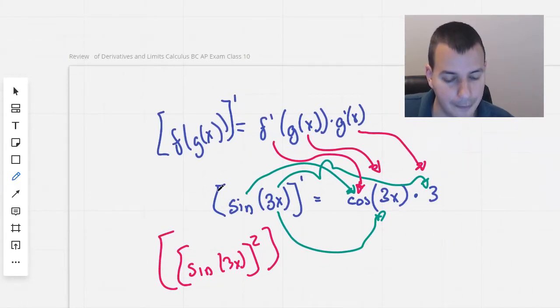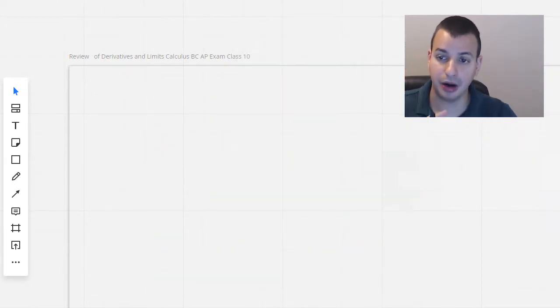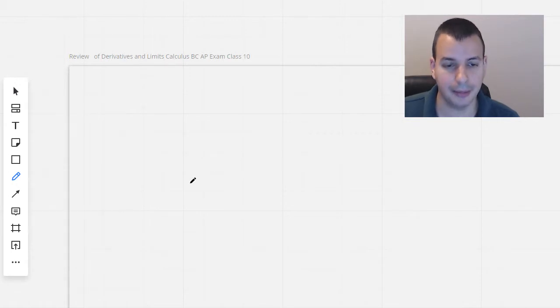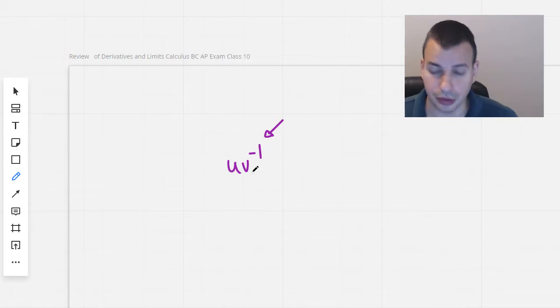Not a problem. And then again, that's how I convert the quotient rule into a product rule. So if you have u v to the negative 1, this is a nested function here with v taken to the negative 1 power, so use the power rule.